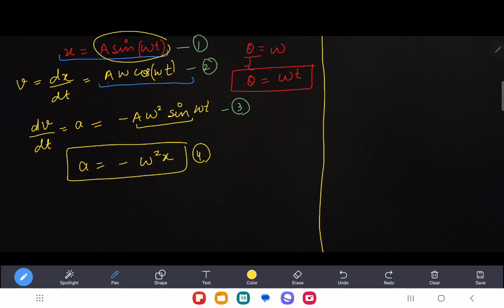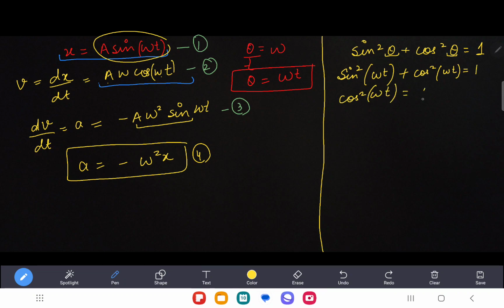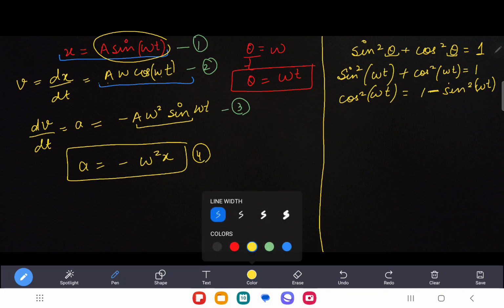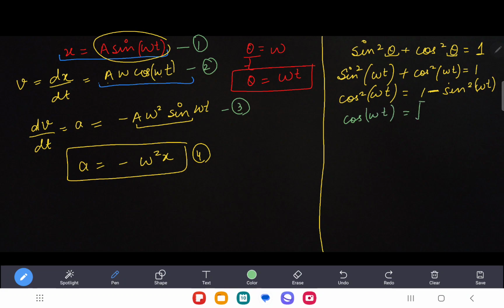Now understand one more thing. Do you understand that sine squared theta plus cos squared theta is 1? That's a basic trigonometric identity. So for the same theta, here we have theta as omega t. So sine square omega t plus cos square omega t shall be 1. What shall be cos square omega t? It shall become 1 minus sine square omega t. Are you understanding? And thereby, cos omega t shall be under root of 1 minus sine square omega t.